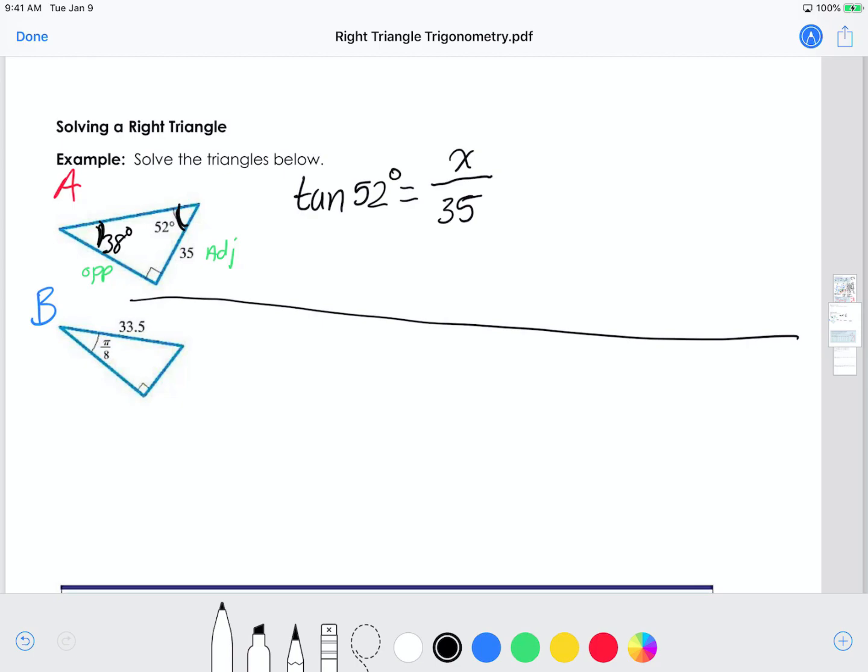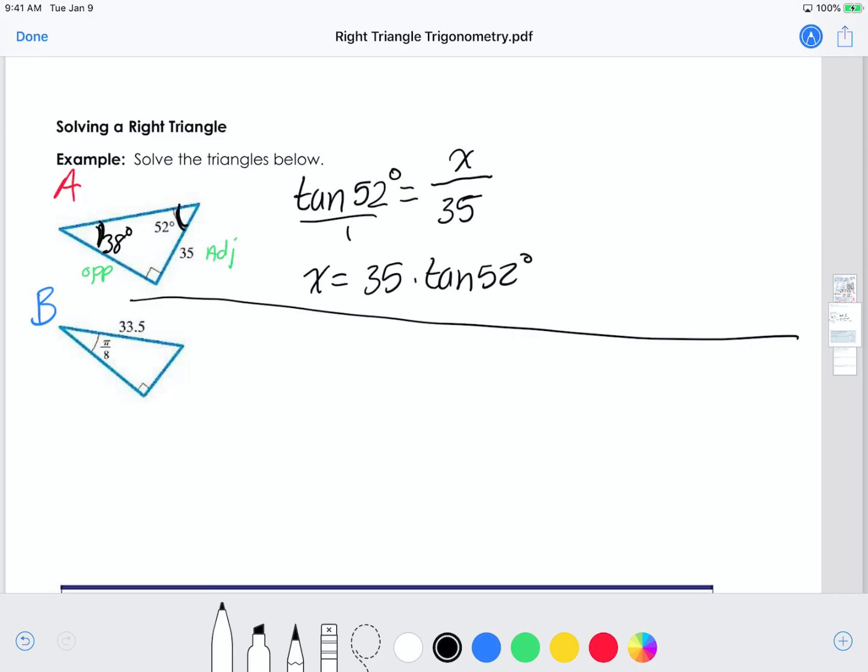So now we can solve this mini equation for x by cross multiplication. So I'm going to get x is 35 times whatever the tangent of 52 degrees is. So I want to make sure that my calculator is in degree mode. So hit your mode button and make sure that it's highlighted on degree.